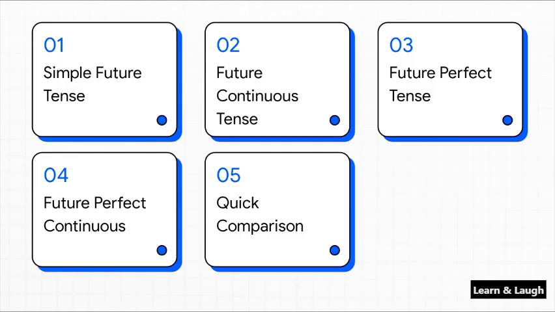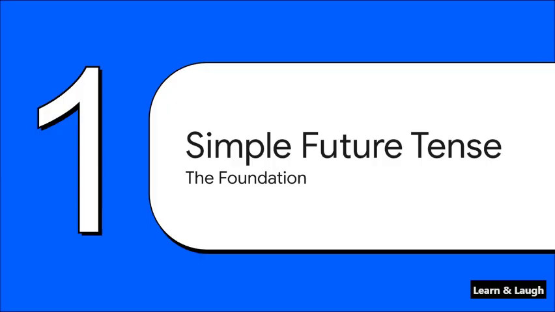First up, the simple future tense. Then we'll look at the future continuous tense. After that, the future perfect tense. Then the future perfect continuous tense, and we'll wrap up with a quick comparison. Section 1. Simple future tense, the foundation.